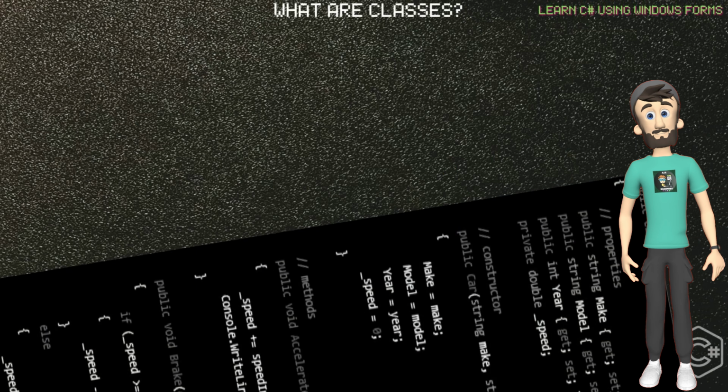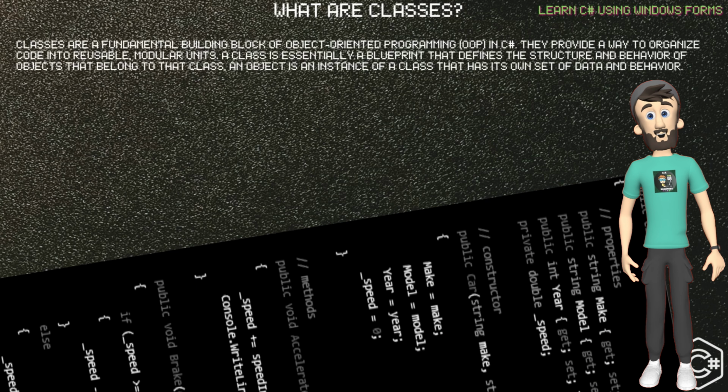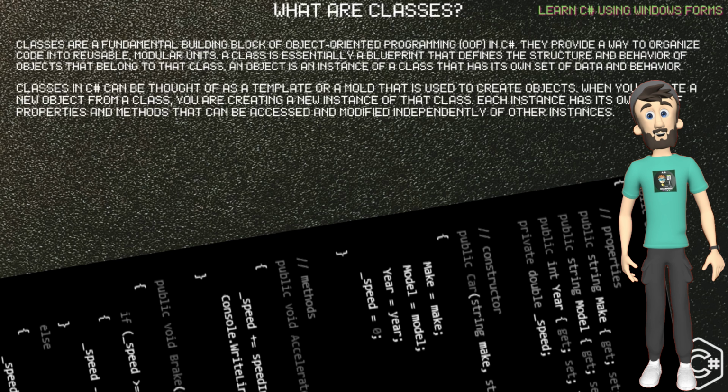What are classes? Classes are a fundamental building block of object-oriented programming, OOP, in C#. They provide a way to organize code into reusable, modular units. A class is essentially a blueprint that defines the structure and behavior of objects that belong to that class. An object is an instance of a class that has its own set of data and behavior. Classes in C# can be thought of as a template or a mold that is used to create objects.